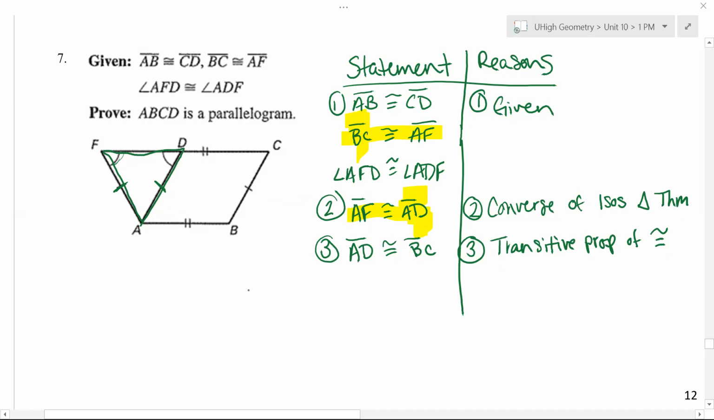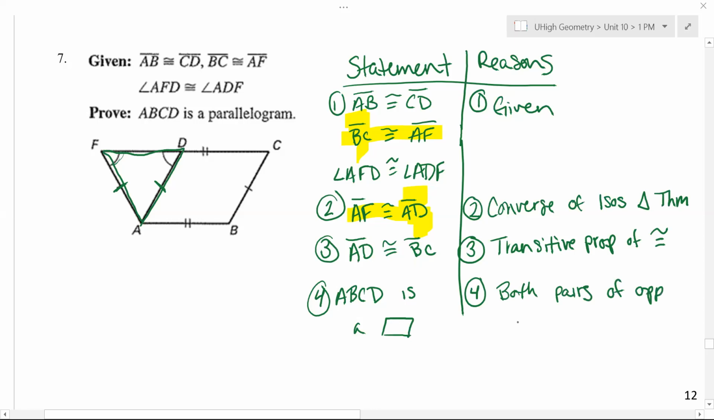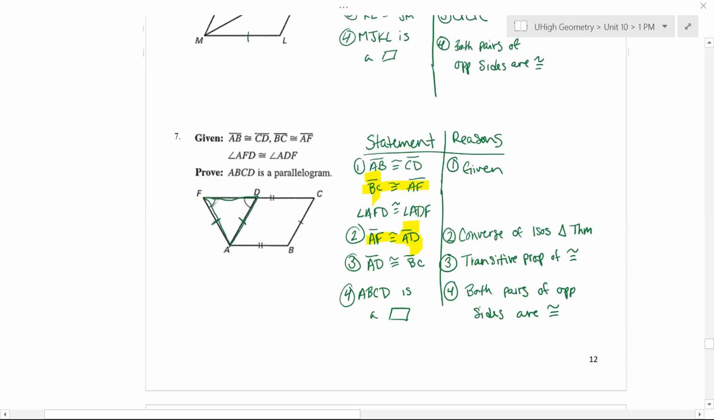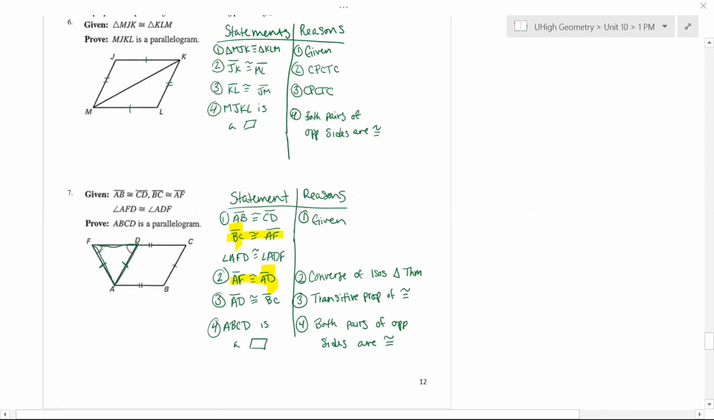All right. So now I know that AD is congruent to BC. I know that AB is congruent to DC. So for my step 4, I can know that ABCD is a parallelogram. And my reason number 4 is going to be both pairs of opposite sides are congruent.